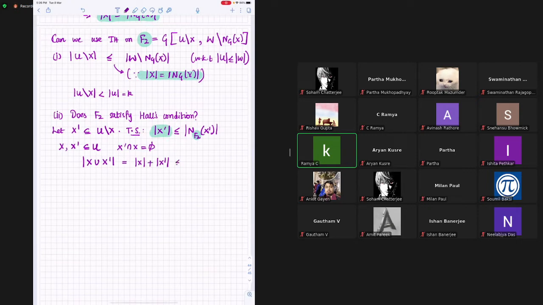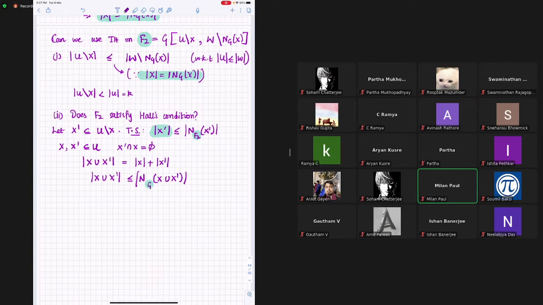So this is by inclusion exclusion, right? Okay. So now I know that G satisfies Hall's condition. So if I look at the set X union X prime, its cardinality is less than or equal to the neighbors of X union X prime in what graph? Again, I want you to fill this subscript. I'm not sure if F2 satisfies Hall's condition, but I know that G satisfies Hall's condition. In G. In G, right?